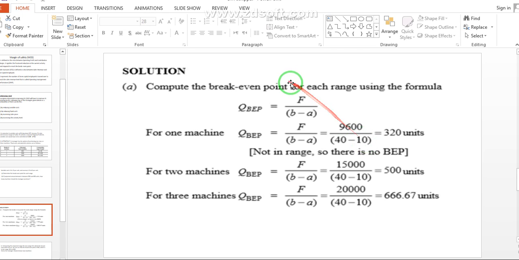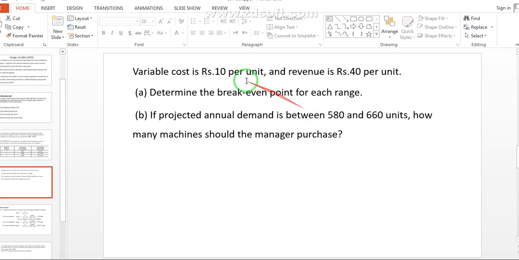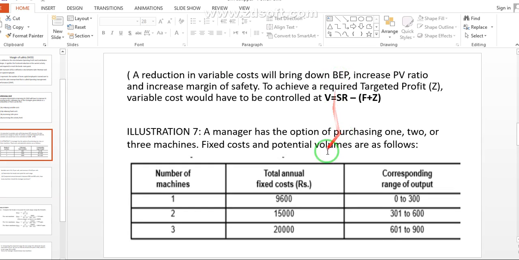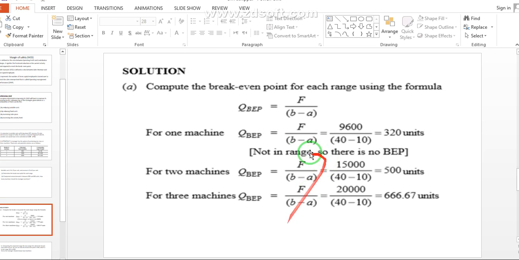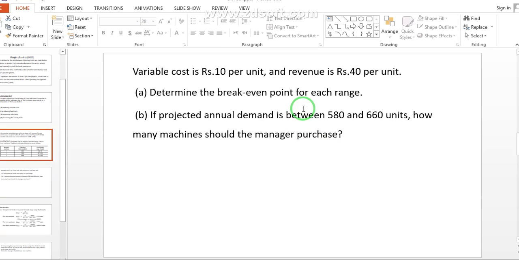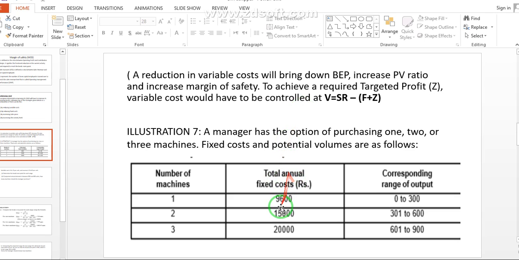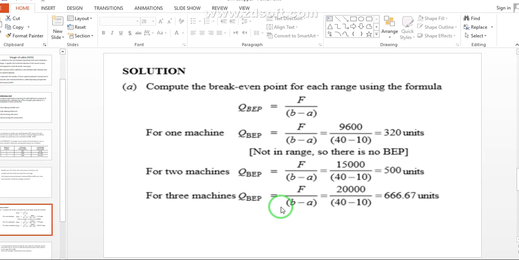So here 3 things are being used: the fixed cost, the revenue, and the variable cost, which are given in the question. The variable cost is 10 and the revenue is 40, and the annual fixed costs are given below: 9,600, 15,000 and 20,000 rupees. With the help of this formula, because they have given us the fixed cost on an annual basis, it makes it simple and easy to calculate.